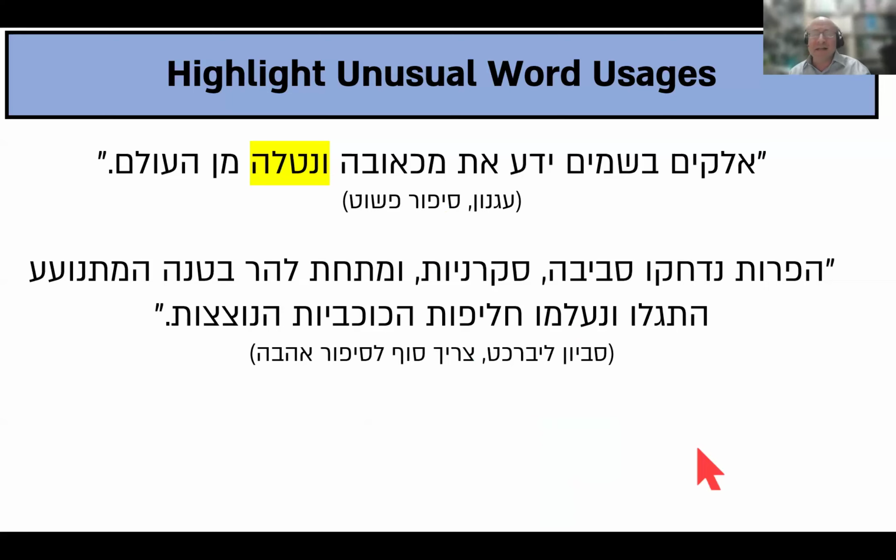I ran it on a line from Savion Lebrecht over here. Haparot nitchaku sviva sakraniyot umitachat lehar bitna hamitnoea hitgalu v'nelmu chalifot. So what's strange here? I mean, the whole thing is flowery, but when I ran the TSNE graphs, they highlighted the words lahar bitna, for the mountain of her belly, as a very unusual usage of both of those two words, which it is, in fact. It's a very creative usage. And on Google, I found not a single instance other than this one sentence from Savion Lebrecht.